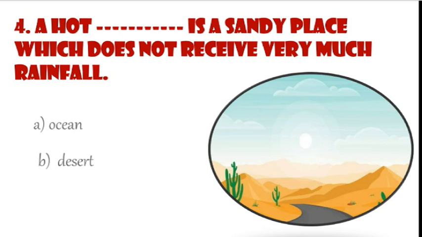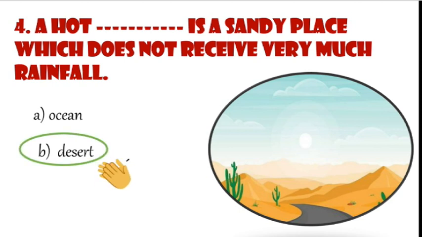Question four. A hot dash is a sandy place which does not receive very much rainfall. So, the options are A, ocean, B, desert. From the given two options, which one do you think is the correct one? Which one is a sandy place and which does not receive very much rain? Yes, it's letter B. Correct.